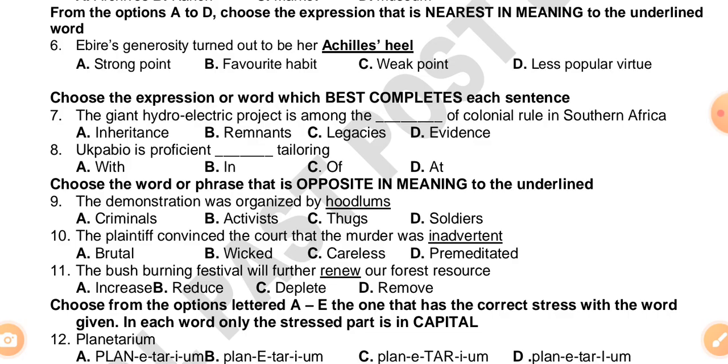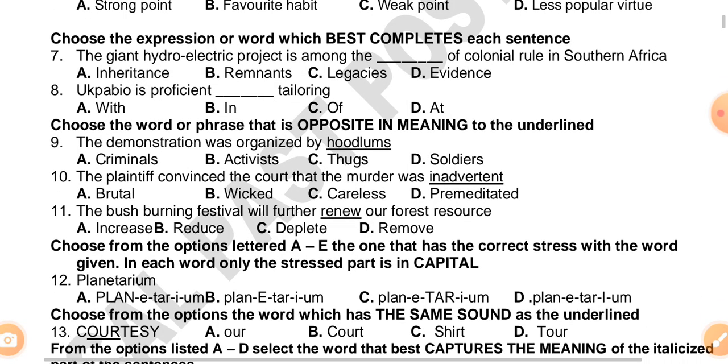Okay. Question 8. Okpabio is a proficient dash tailoring. A, with tailoring. B, in tailoring. C, of tailoring. D, at tailoring. You know they are confusing. Option A, with tailoring, and option D, at tailoring, are confusing, but the right answer is option D. Okay, that's for question number 8.